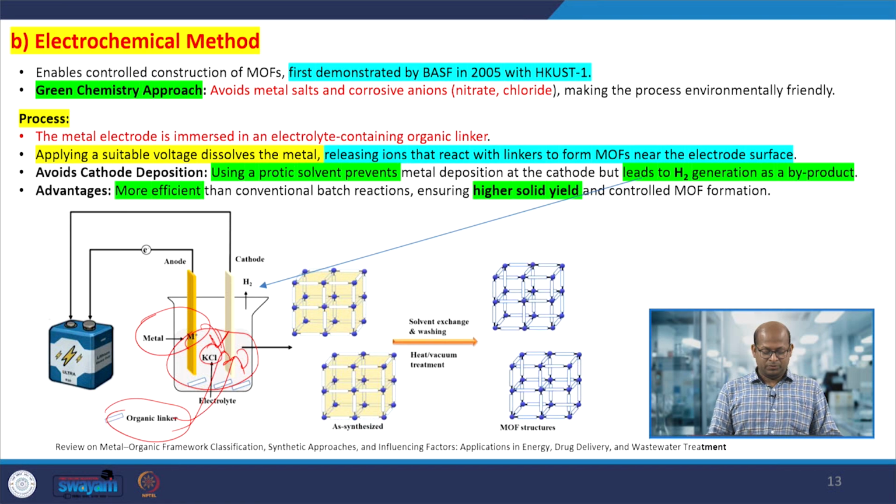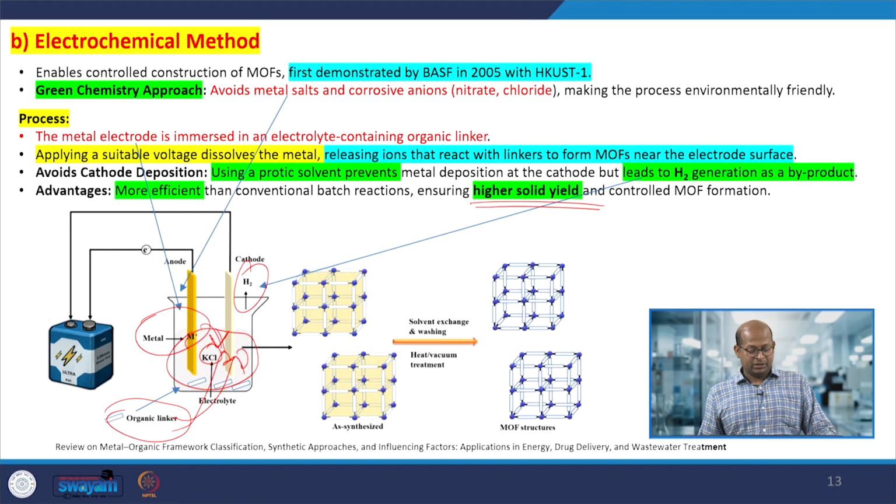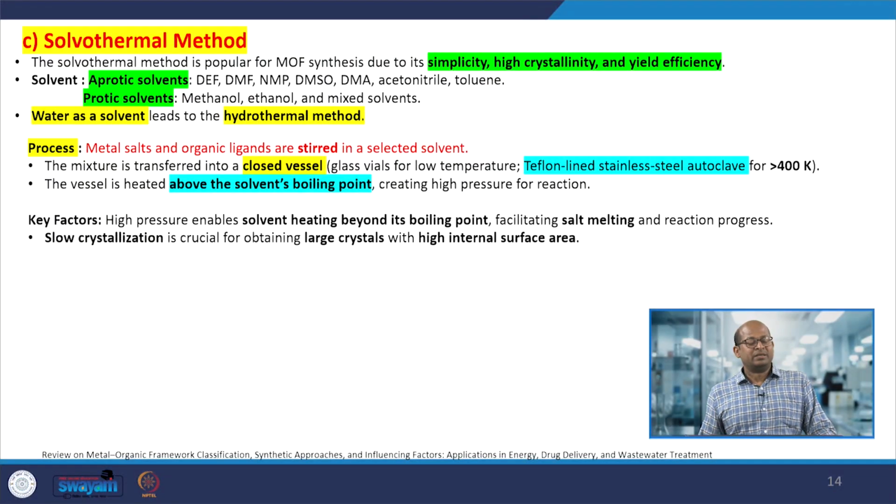In this process, sometimes hydrogen formation is also there as a byproduct. Okay. So, this process is more efficient than the conventional batch process, with a higher solid yield, and controlled MOF formation is possible in this particular process. Next, the solvothermal or hydrothermal method I said.